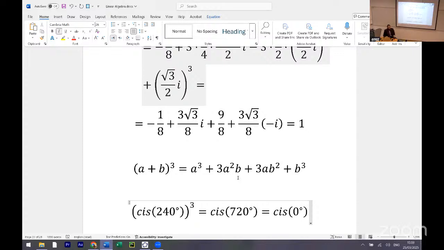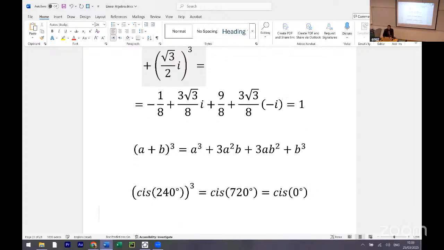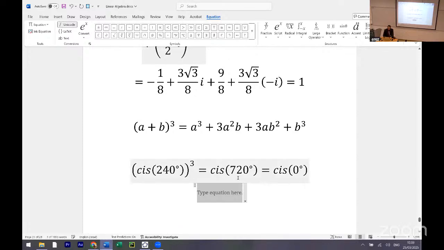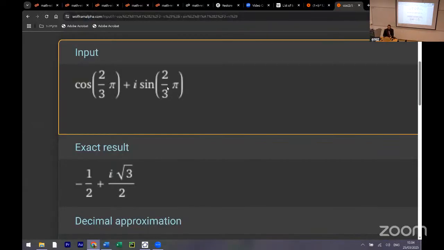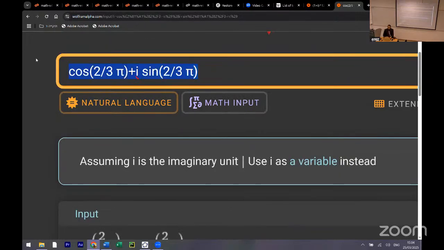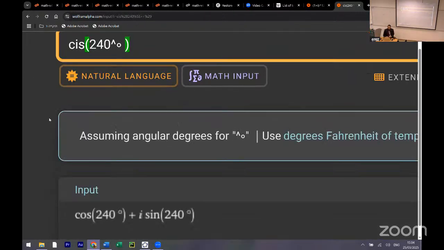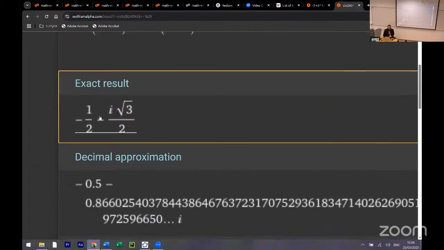for the cube. And I will write that cis 240 degrees is actually negative half, minus square root of 3 over 2 i. Don't worry, I'm not going to verify that it's cubed equals 1. I will put it in Wolfram Alpha to be sure that I'm not mistaken. Yes, I'm not.